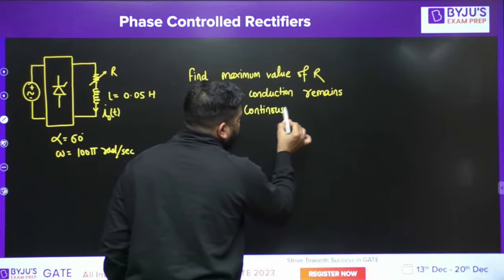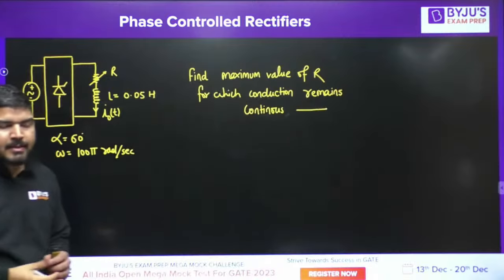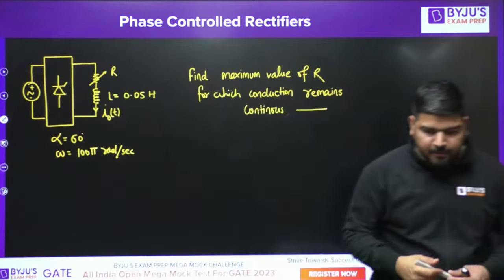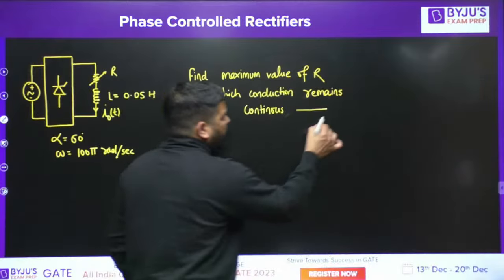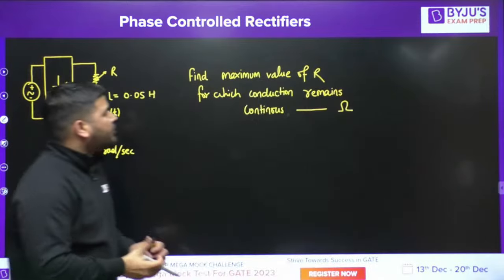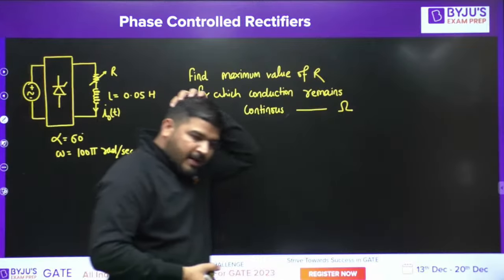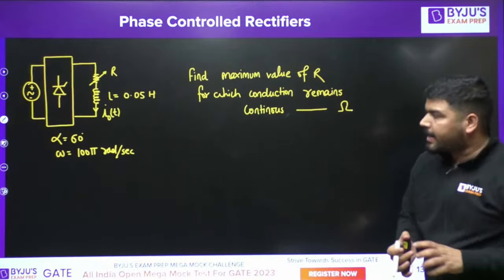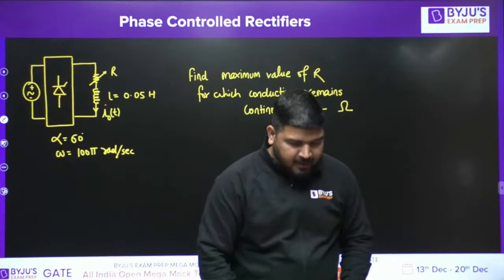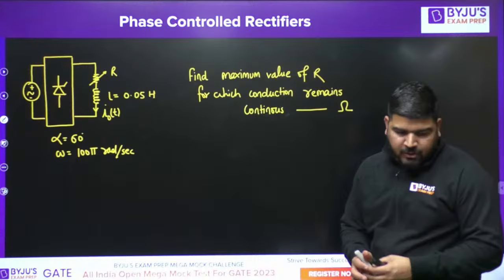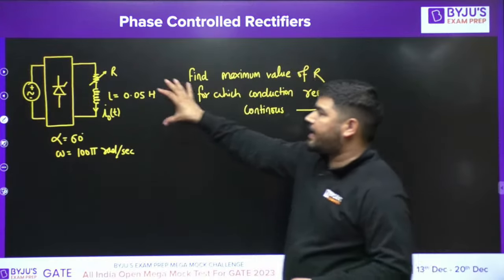We need to calculate for what value of R the conduction remains continuous. Alpha is fixed now. Please tell me, guys, what should be the answer? You need to tell me the answer in ohms. What should be the maximum value of resistance so that the conduction remains continuous? Tell me what should be the value of R for which the conduction remains continuous.